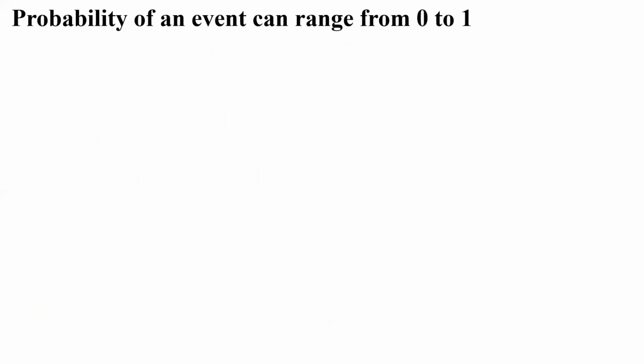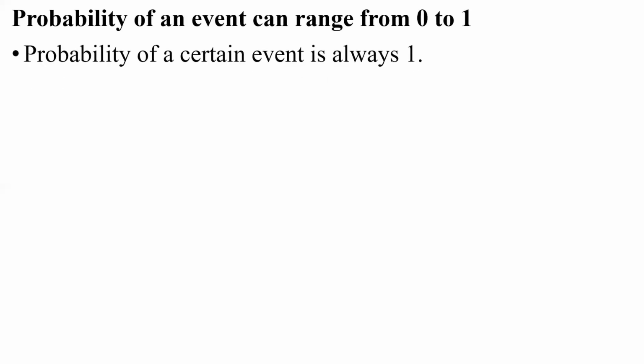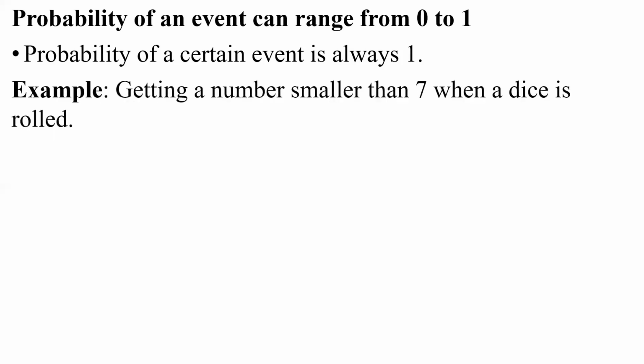Next is, probability of an event can range from 0 to 1. So what will be the value of probability? It will always be from 0 to 1. Probability of a certain event is always 1. Certain event means the event for which we are sure about the result. Example, getting a number smaller than 7 when a dice is rolled. Because we know the numbers marked on a dice are 1 to 6, so obviously the number we get will always be less than 7.